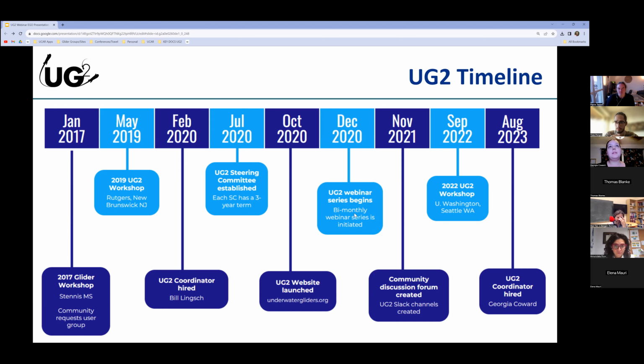Fast forward a few months, July of 2020, the first steering committee was established for UG2. We're actually now on our second steering committee, and I'll talk a little bit about that in a later slide. October 2020, UG2 launched its website. It is still accessible via that URL listed. We are looking to do some revamp and relaunch the website a little bit next year, but we will still be using that same web address. December 2020, the UG2 webinar series was launched.